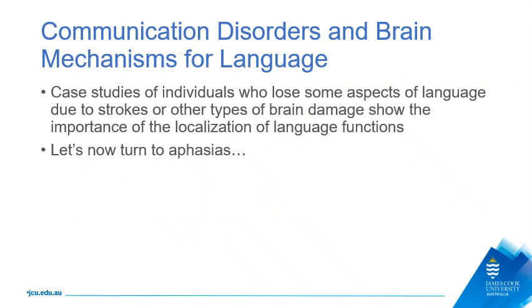Communication disorders and brain mechanisms for language. We have a lot of case studies of individuals who lose some aspects of language due to strokes or other types of brain damage. That shows the importance of the localization of language functions, right? So now we have to turn to aphasias.